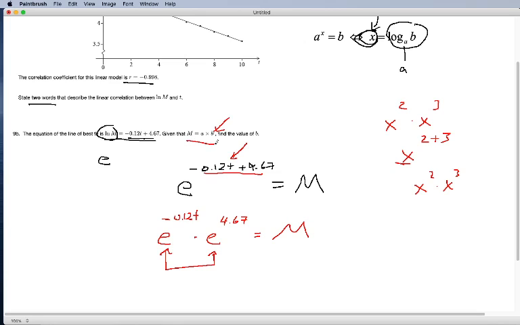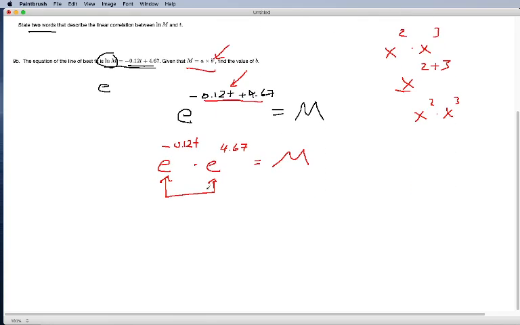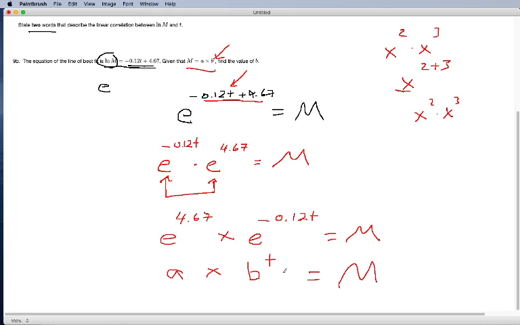And now if we look at what our answer is looking for, it says a times b to the power of t. So I'm going to switch this around. So I have e to the 4.67 times e to the minus 0.12t, and that's equal to my m. So now I'm going to rewrite this thing here that's in the question. m is equal to a times b to the power of t. All right? And in this question, they ask you to find the value of b, don't they? So if you look at that, you have this b here.